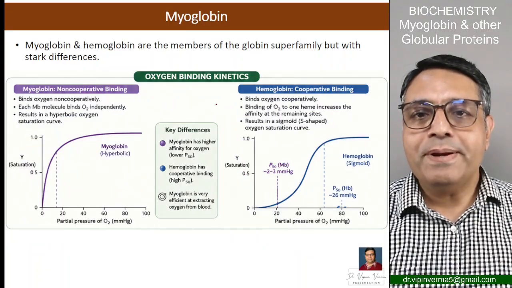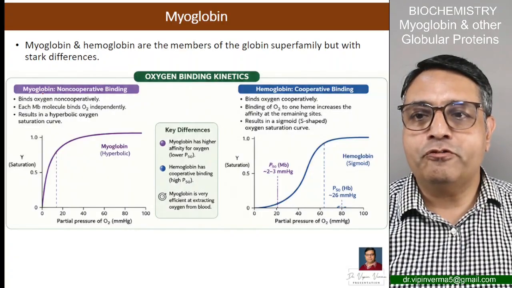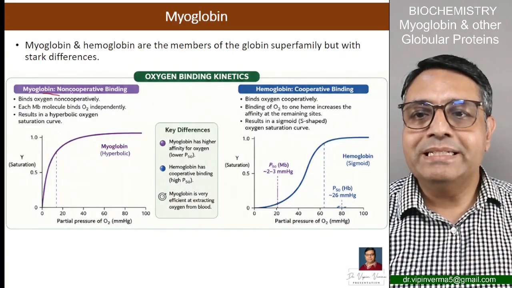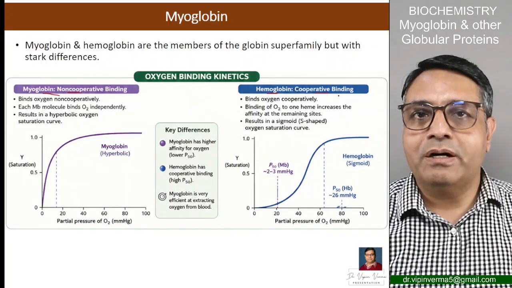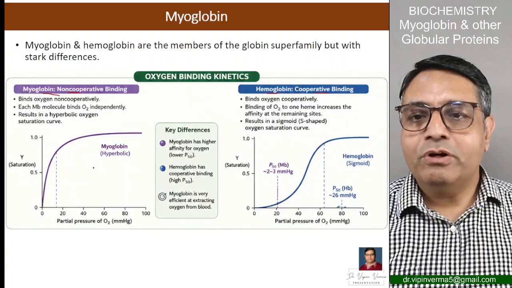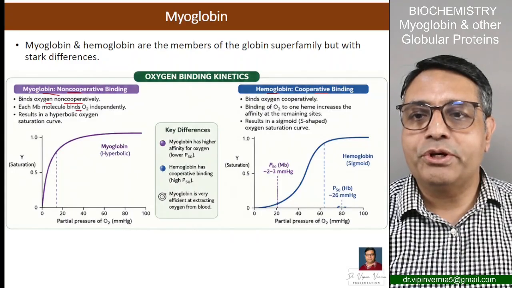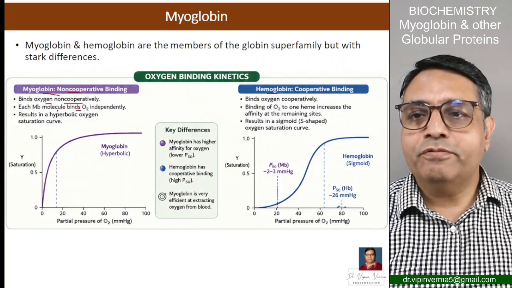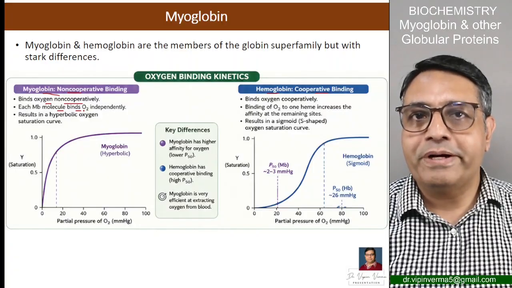Now, if we compare the oxygen binding kinetics, you will see here that in the case of myoglobin, the binding is non-cooperative, while in the case of hemoglobin, the binding is cooperative, and that's a very big difference between them. Why does it happen? Because myoglobin binds just one molecule of oxygen and has just one site, so this is a non-cooperative binding.